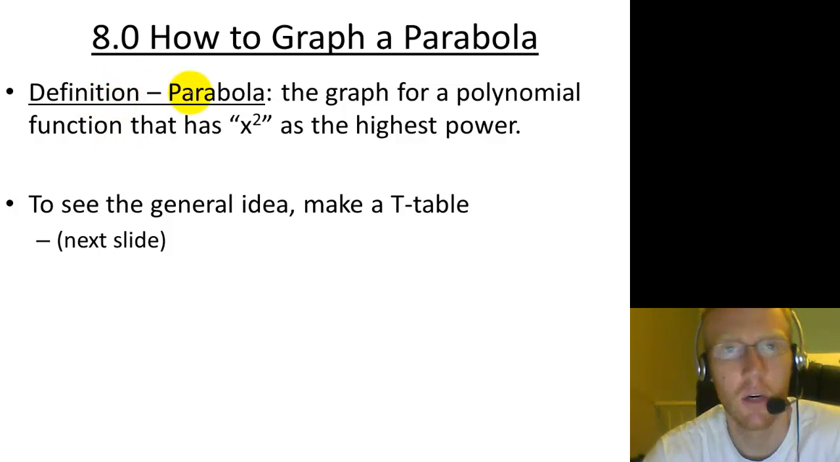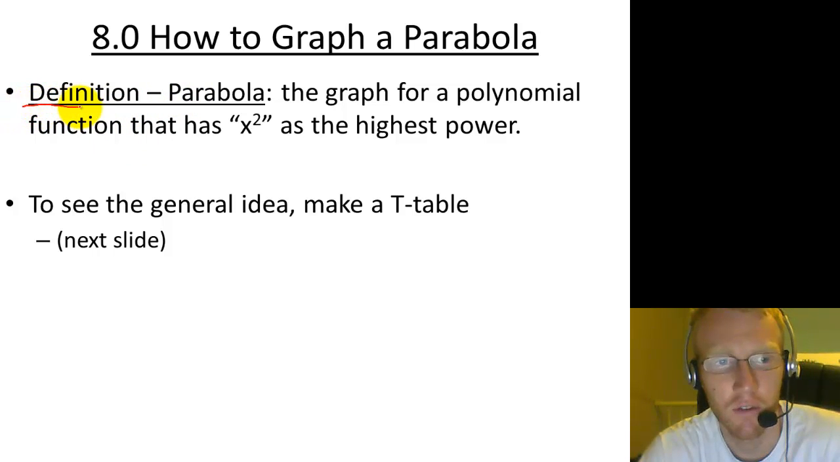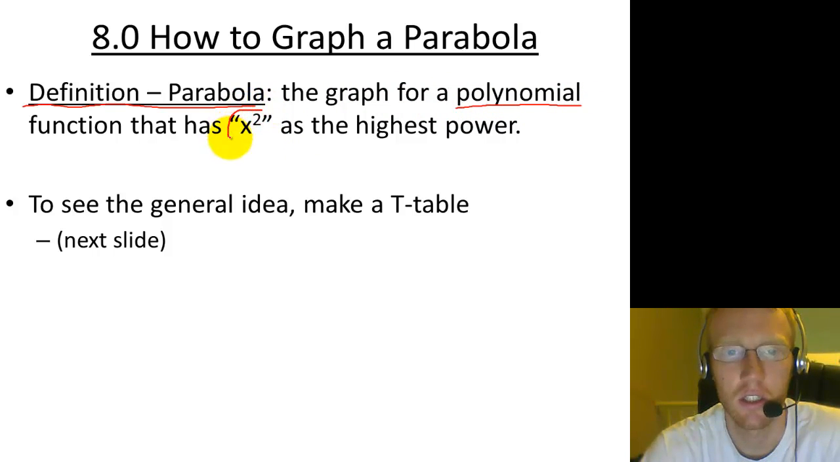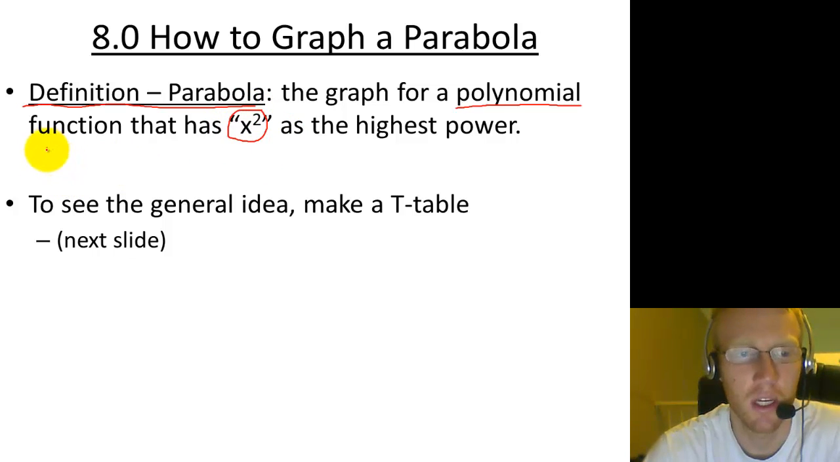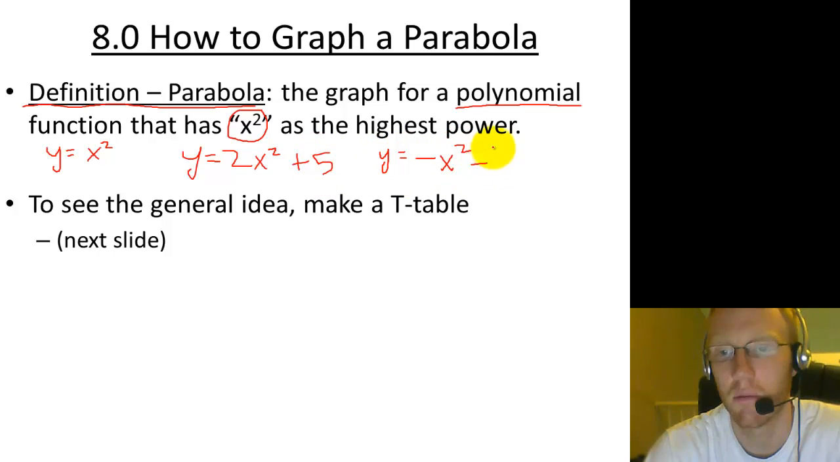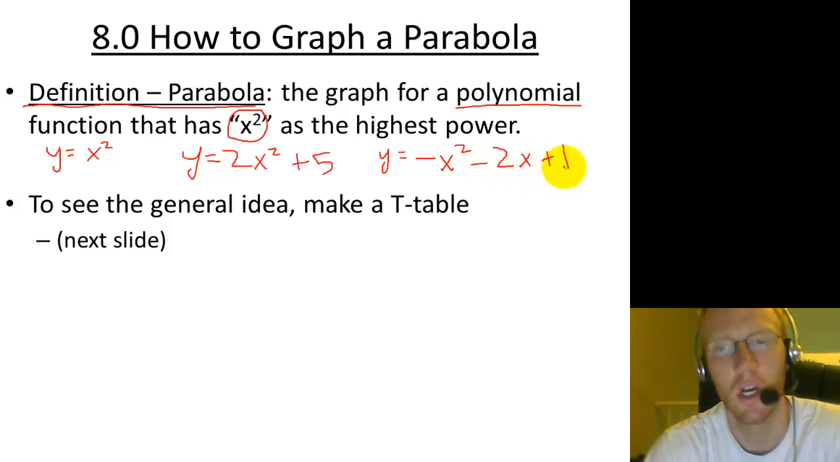So the first thing is, what is a parabola? Our definition for this class is that it's the graph you get when you graph a polynomial function that has an x squared in it. So anything with an x squared in it is going to be a parabola. Our easiest example is just y equals x squared. But there could be more complicated examples like y equals 2x squared plus 5, or y equals negative x squared minus 2x plus 1, or anything like that.